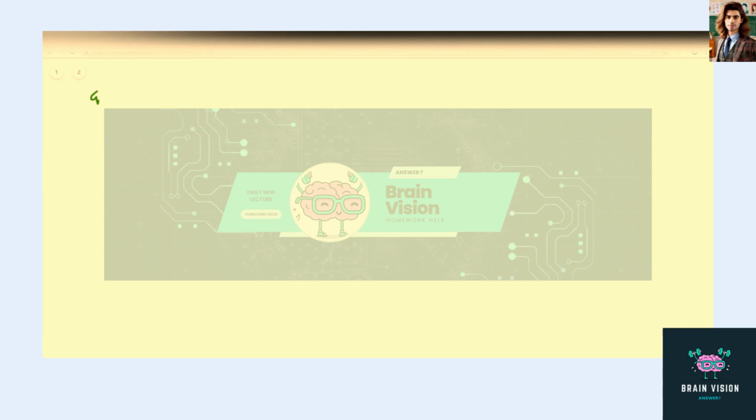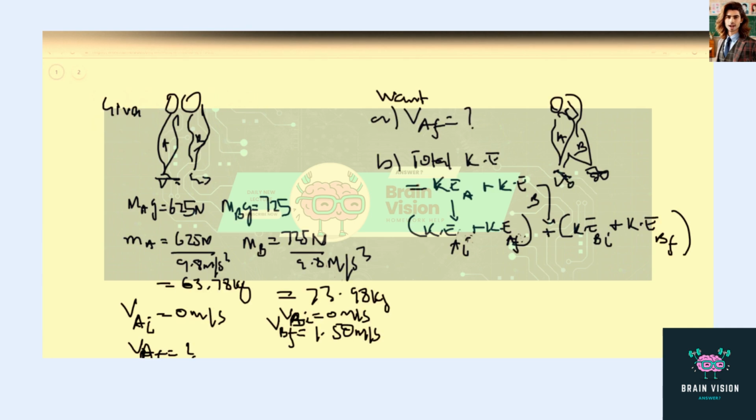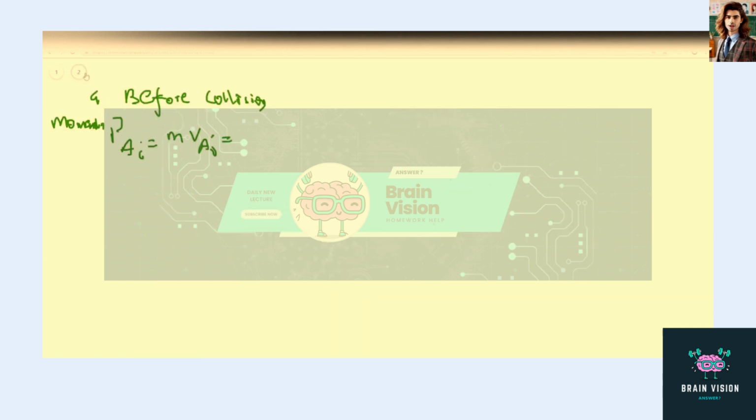So before collision, before they collide with each other, we have to think about the momentum. We have to find the momentum of A. Remember, our goal is to find the final velocity of A. So the initial momentum of A is the mass of A times the initial velocity of A. And if you go back, you see the mass of A is 63.78 kilograms.